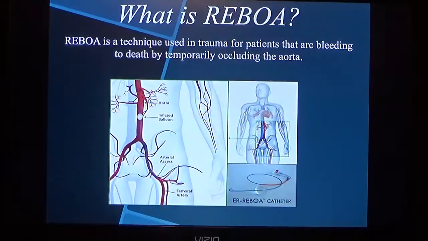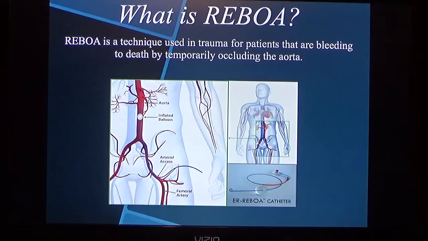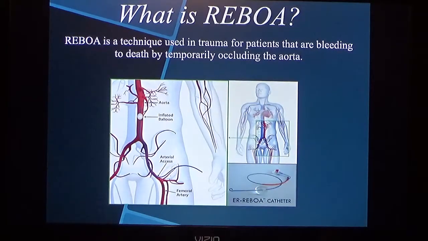So what exactly is the REBOA? It's a technique that we use in trauma specifically, although it does have some medical usages in the hospital. For trauma, we use it for patients that are bleeding to death by temporarily applying an occlusion inside the aorta, much like a balloon pump does without the inflation and deflation. Specifically, we're looking for injuries to the chest, abdomen, or pelvis.